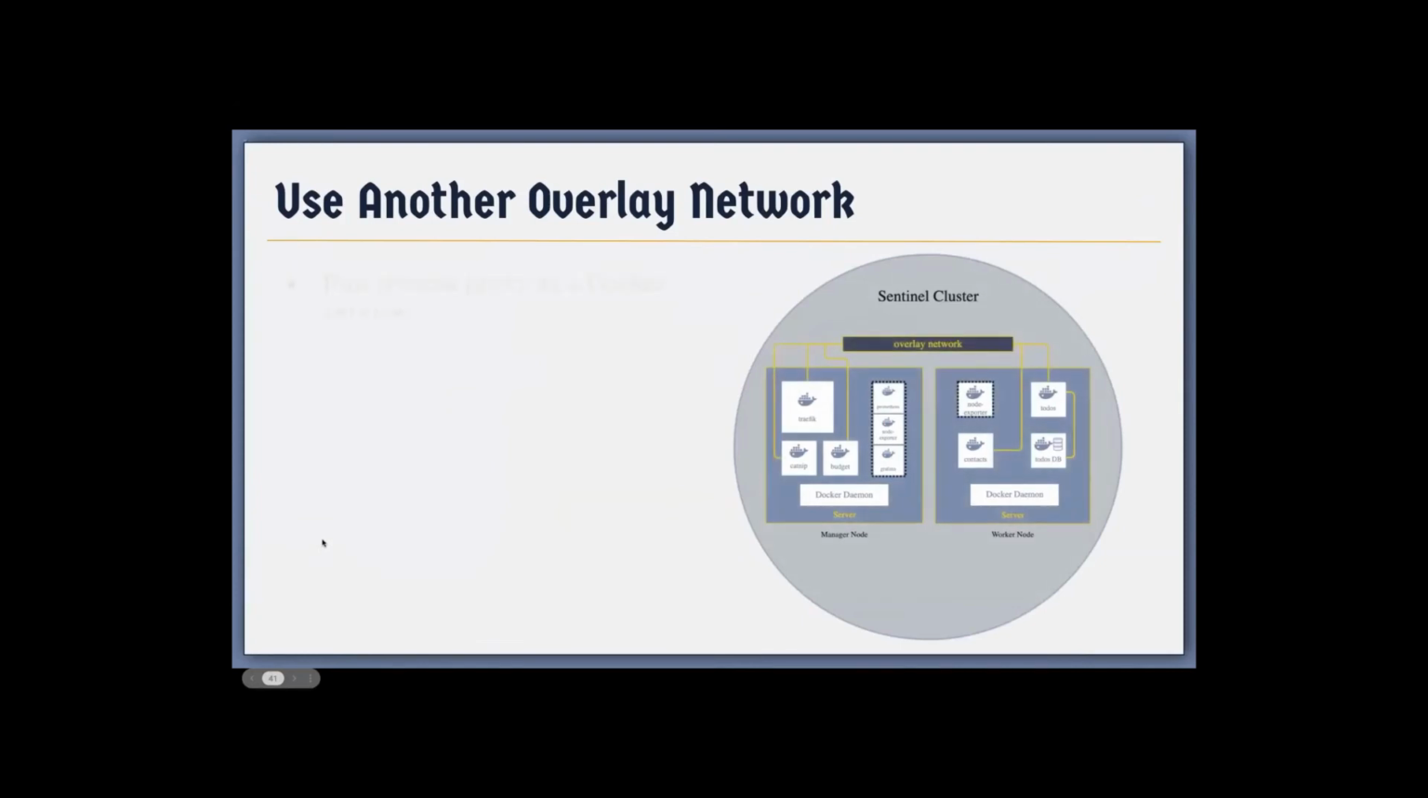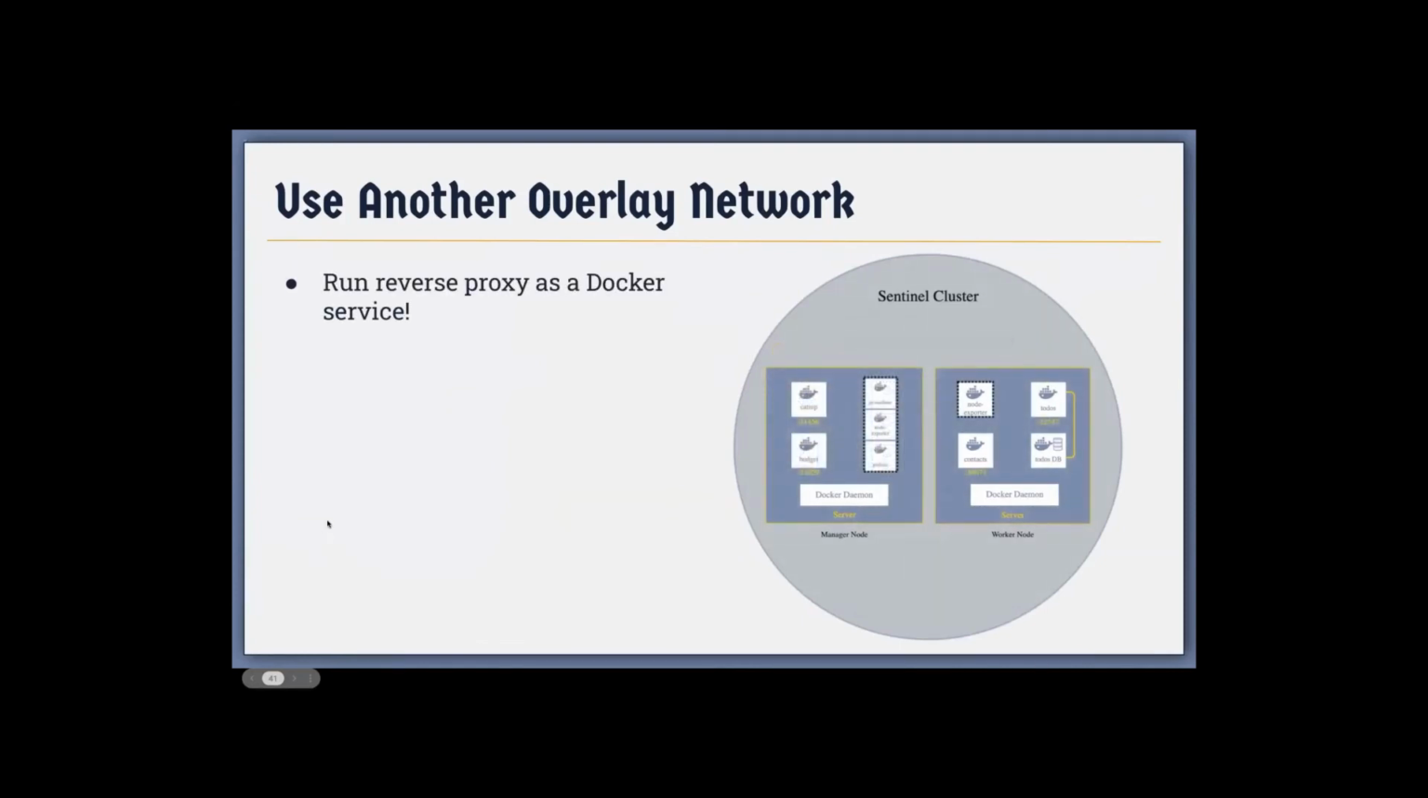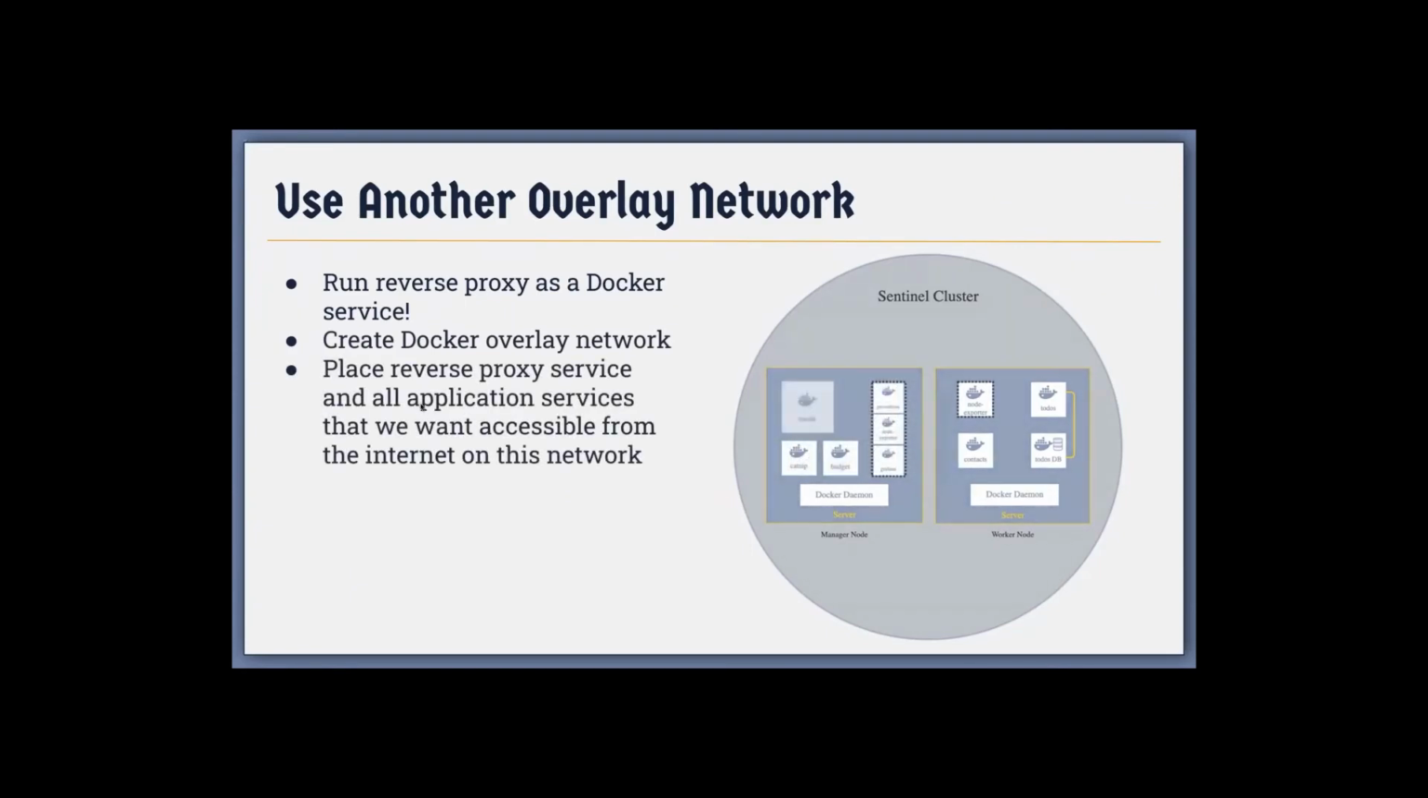Well, we can use another overlay network. As Sam already discussed, an overlay network is essentially a virtual private network, and is exactly what we need in this scenario. But how do we put Traefik on an overlay network with our applications? We run the reverse proxy as a Docker service. Docker makes it very easy to create overlay networks. So all we need to do is run Traefik as a Docker service on our manager node, create an overlay network, and add all of our internet-facing services to it.